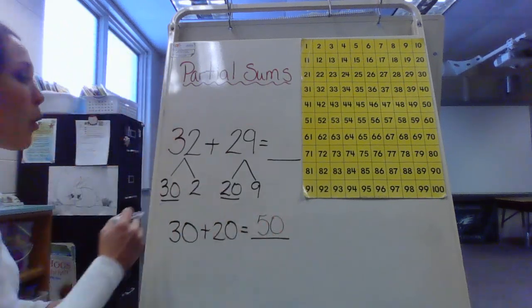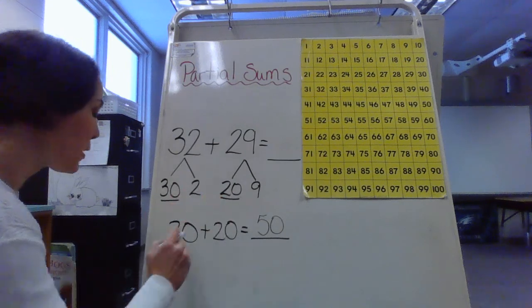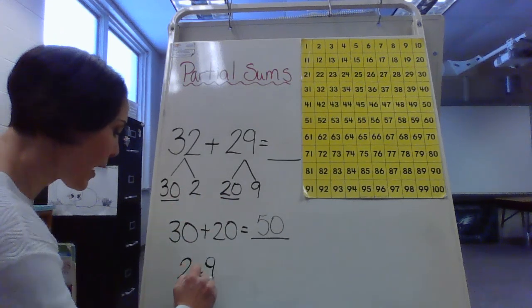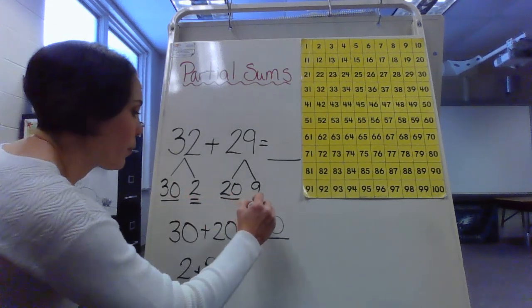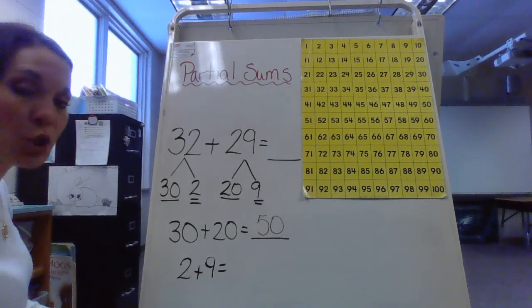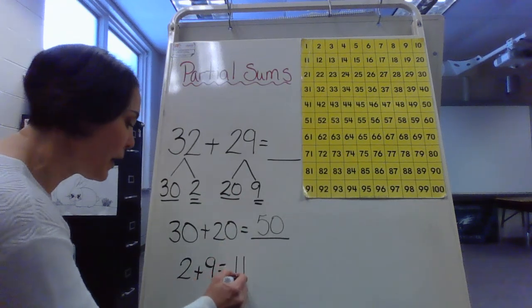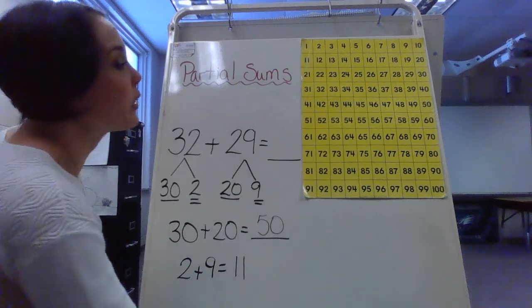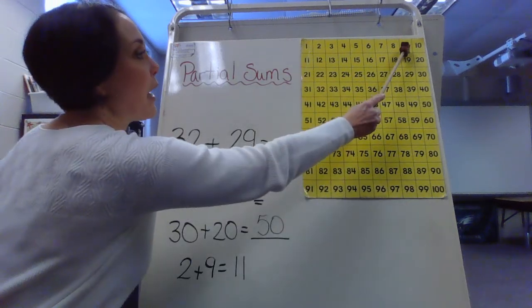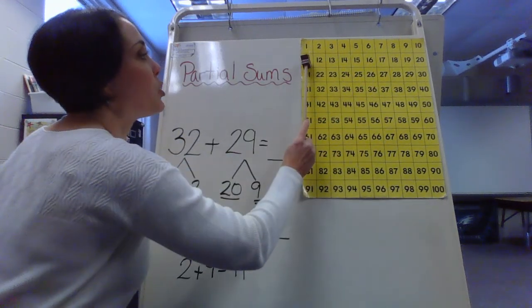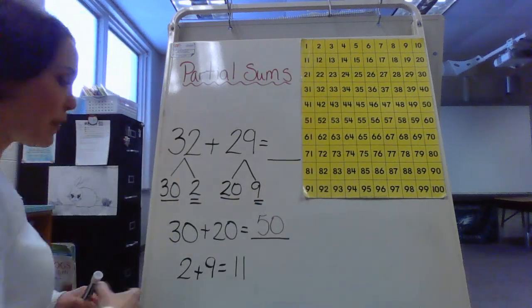So now I want to go ahead and add my ones. 2 plus 9. So 9 and 2 more should give me 11. If you need extra help, here's the chart to help us. 9 and 2 more. 1, 2. Should end on 11 there.